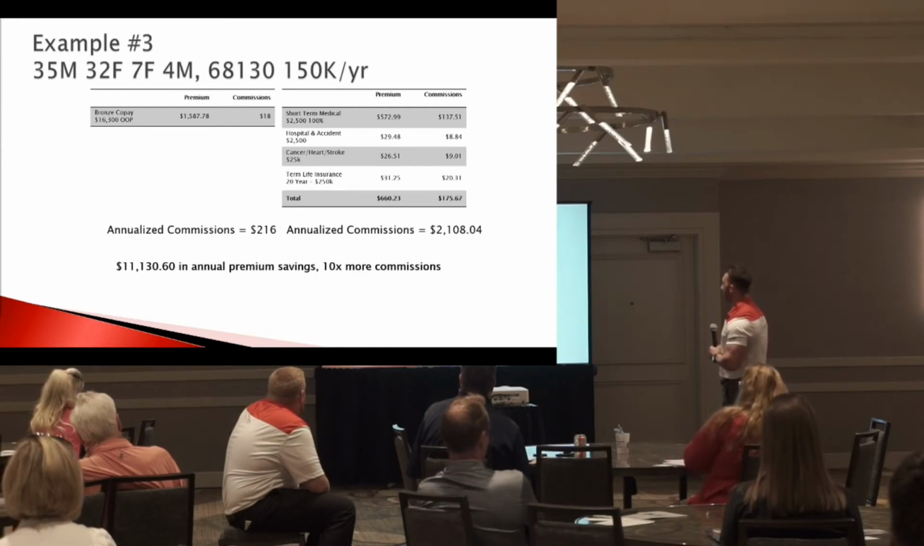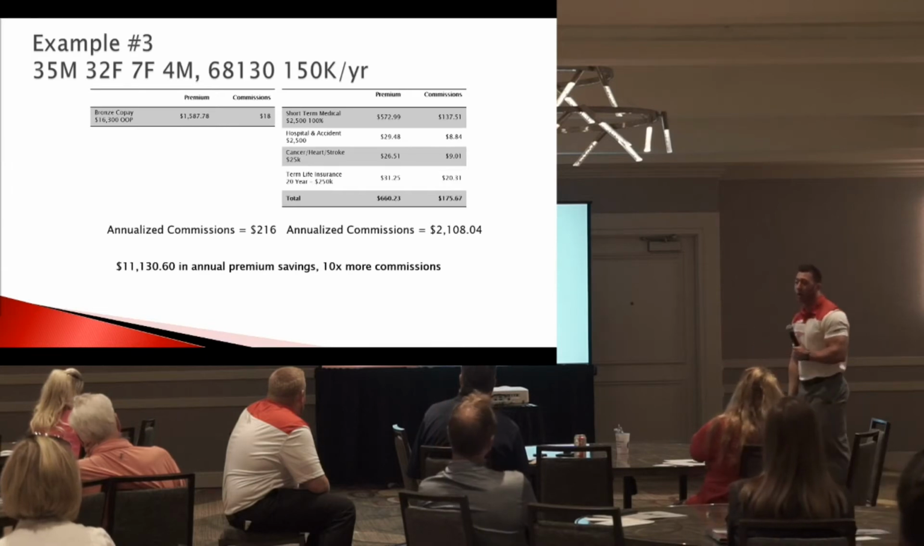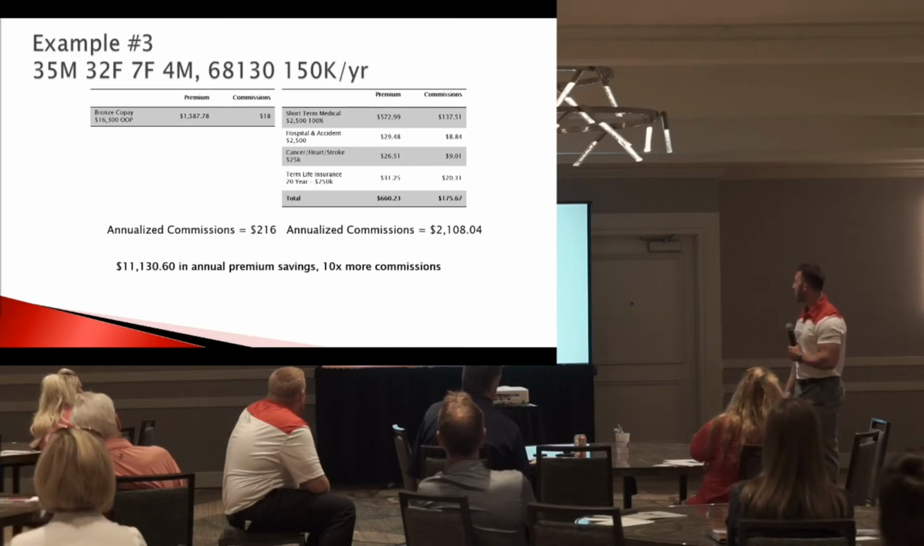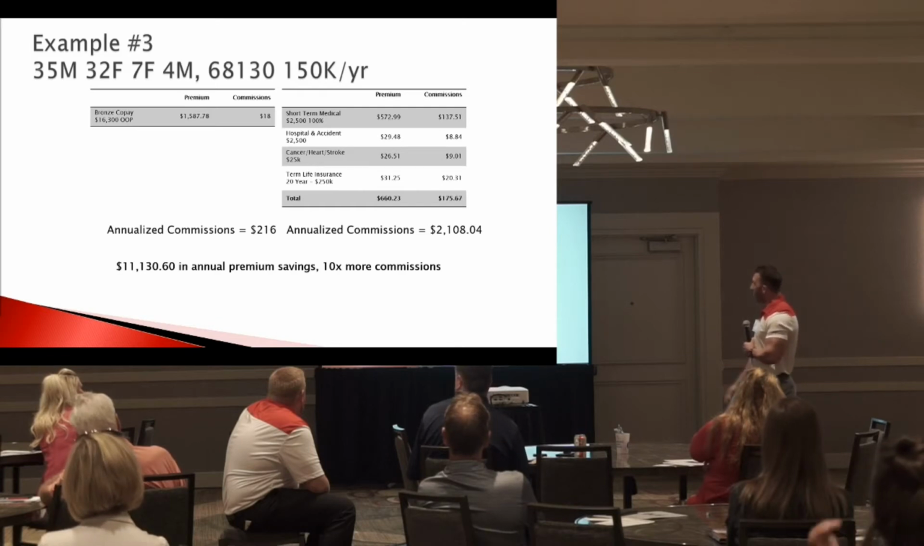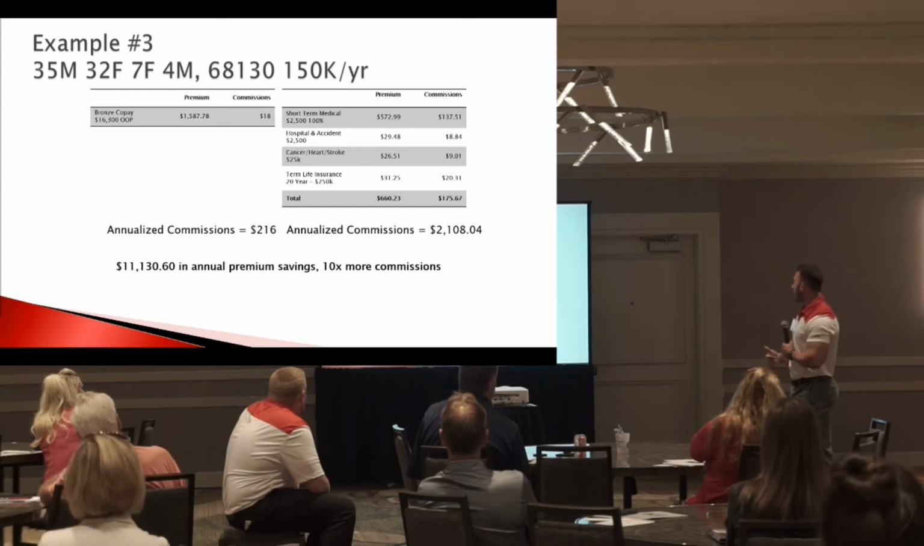And our commission has jumped from $216 to $2,108 for the year. And we've cut their premium to $660 versus $1,587. You've got a $2,500 max out of pocket risk per person versus $16,300 for the family. And again, we've got the accident hospital, so that's going to get paid. So that $11,130 we've saved them in premiums has resulted in 10 times more commission.